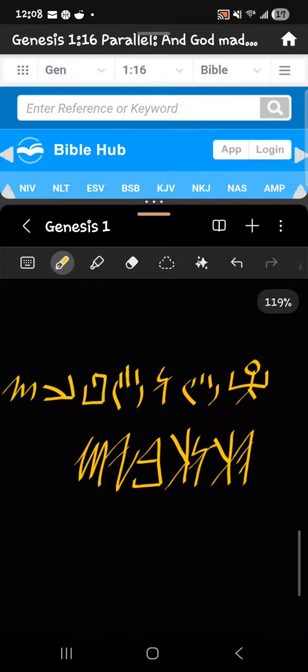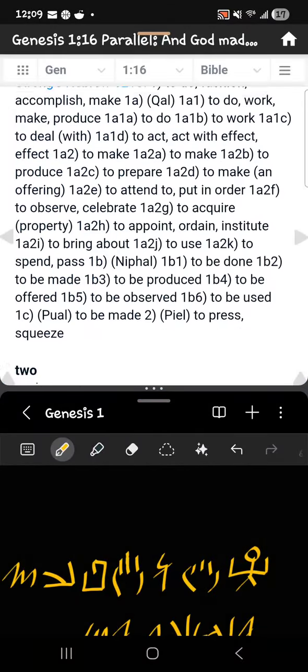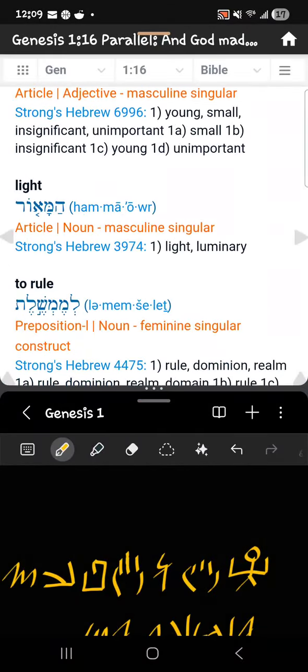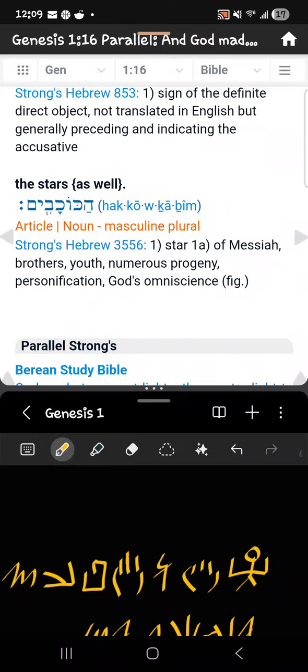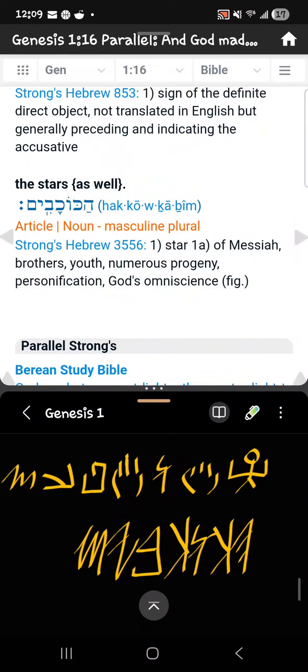Alright. That's the two different scripts here. You got it in Picto, you got it in Paleo there. Okay. Hakokabim. Here's how it looks in what's this thing called? Modern Hebrew. Hakokabim.